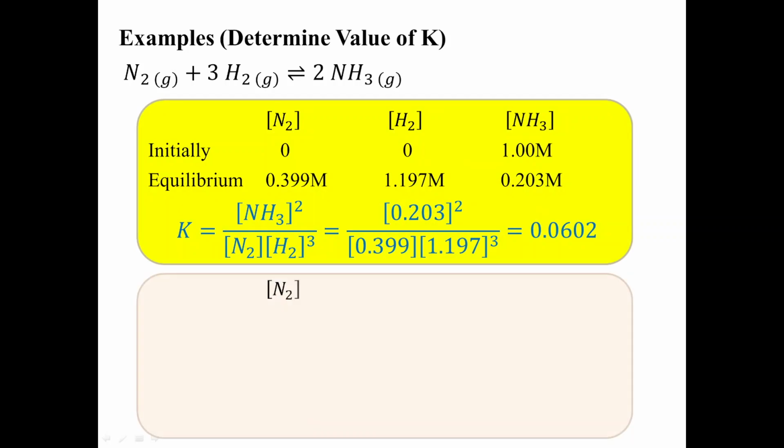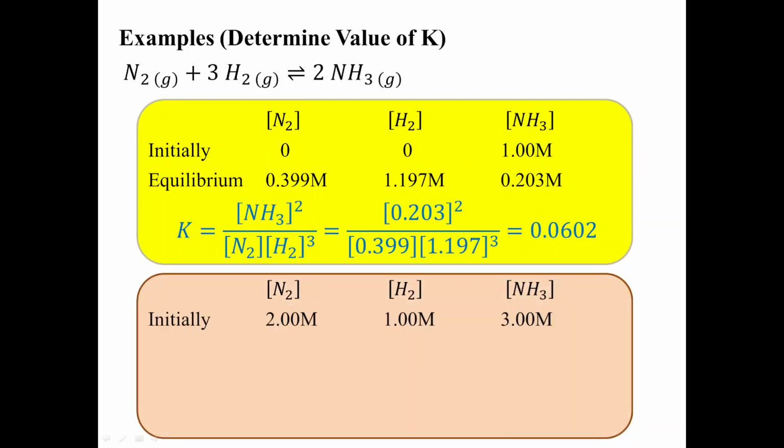But let's say we want to do another experiment, and this time we want to use a different amount of initial concentrations. So we initially start with 2 molar N2, 1 molar H2, and 3 molar NH3. And after we let everything achieve equilibrium, we find that our concentrations would be 2.59, 2.77, and 1.82 molar, respectively.